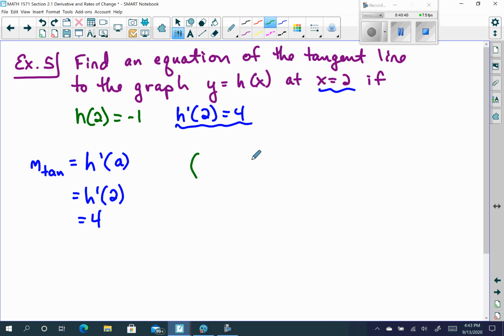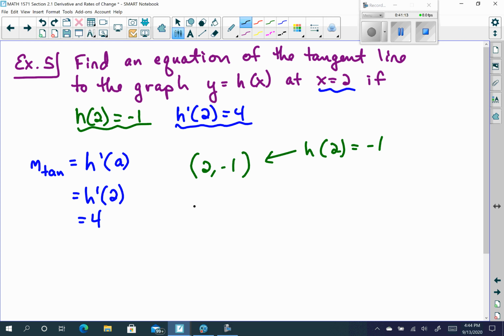Next, we need a point. And that's going to come right from here. H of 2 equals negative 1 becomes the point 2, negative 1. So we didn't have an actual function to go through that difference quotient, the definition of a derivative. We were just given little function notation here in order to test our understanding of this. The slope of the tangent line was h prime of a, and more specifically h prime of 2, which is 4. The ordered pair came from h of 2 equals negative 1.